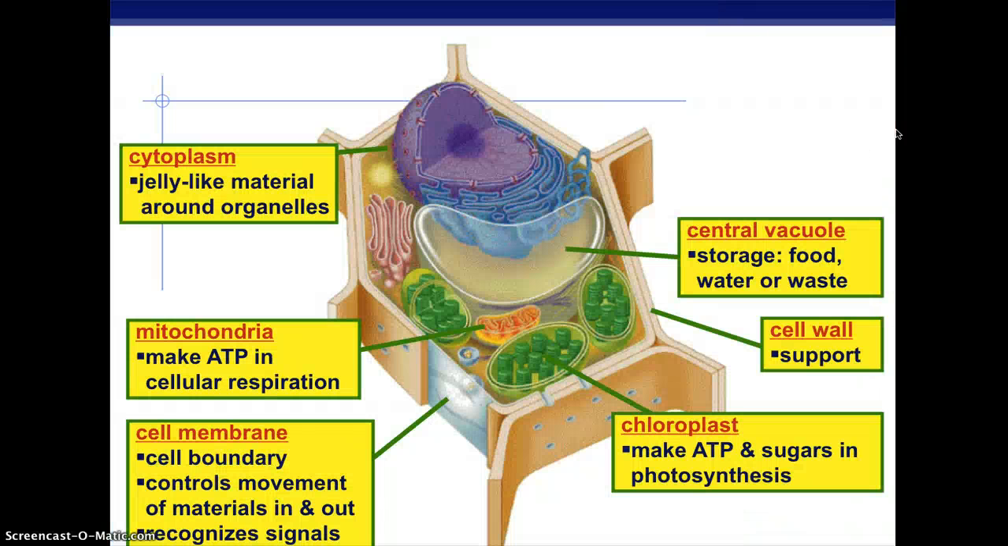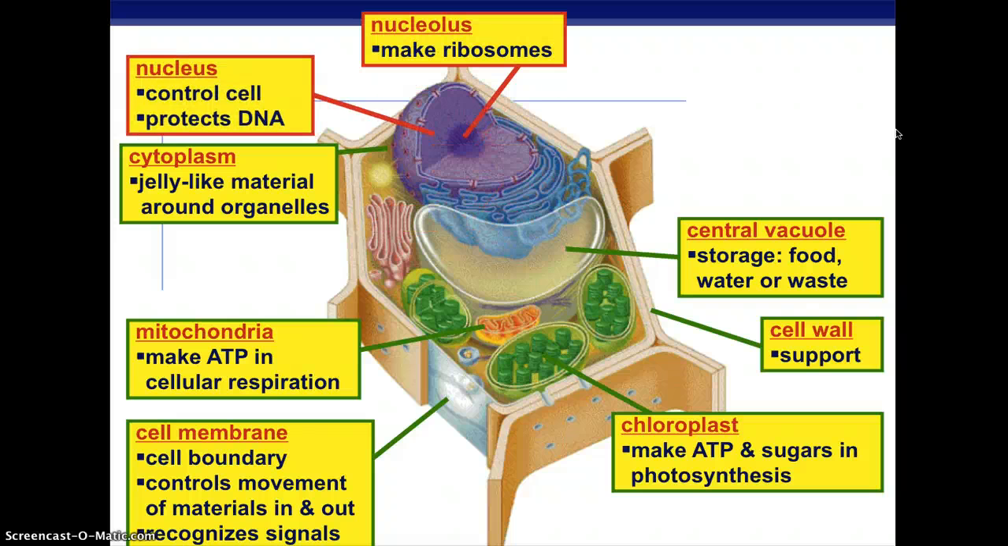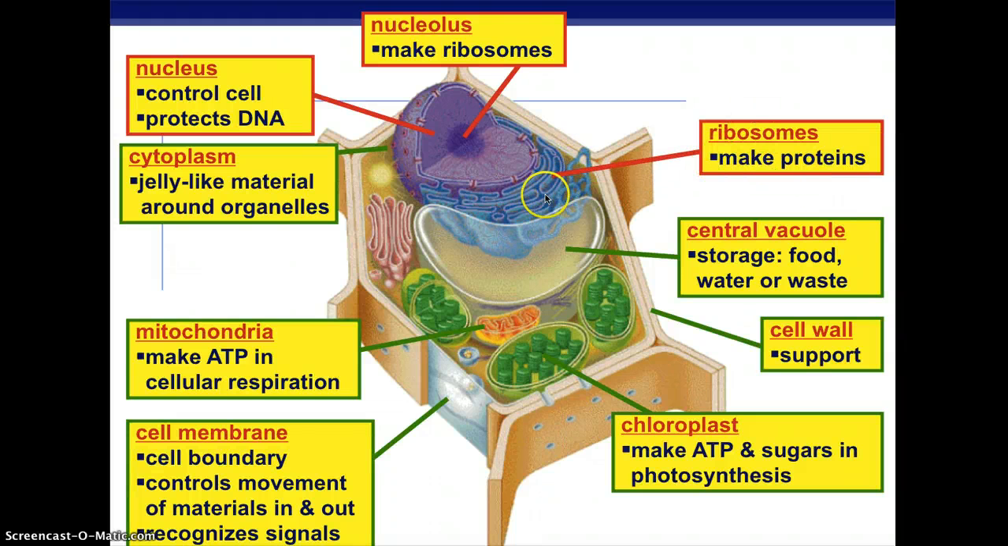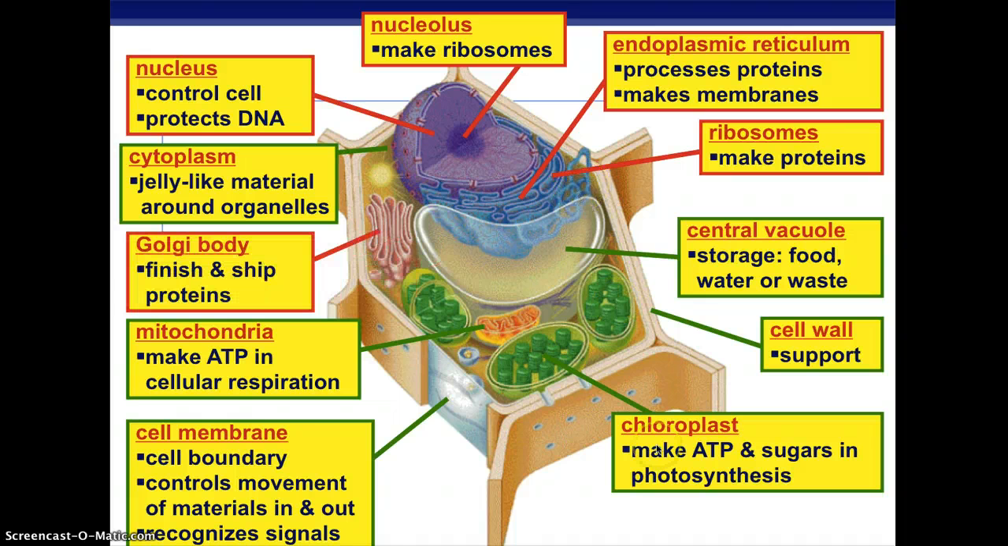So we have a lot of these structures also in a plant cell as well. So there's the nucleus in a plant cell. There's the nucleolus to make the ribosomes. There are ribosomes. They're kind of hard to see in this diagram, but the little teeny tiny dots, those are the ribosomes that are sitting on the rough ER. There's endoplasmic reticulum in a plant cell. There's rough ER and there's smooth ER. There's Golgi within a plant cell as well.